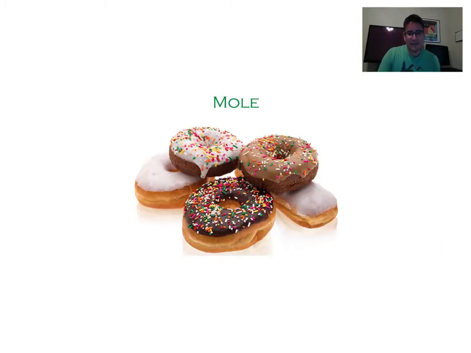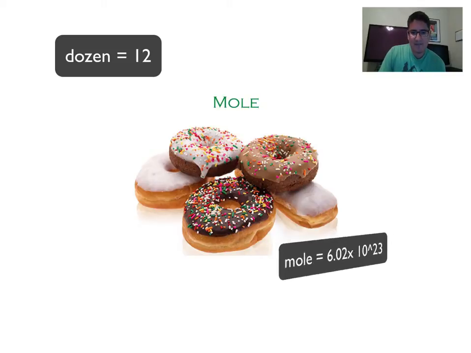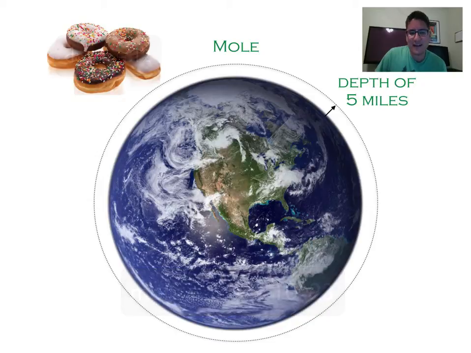But this number is not very practical for me when it comes to things that are large. Like for example, a dozen donuts, easy, that's 12, right? Well, what if I were to have a mole of donuts? That would be enough donuts to cover the entire Earth and create layers of donuts 5 miles high for the entire Earth. That's a lot. So as you can see, the enormity of this number is not very practical for me when dealing with large objects.